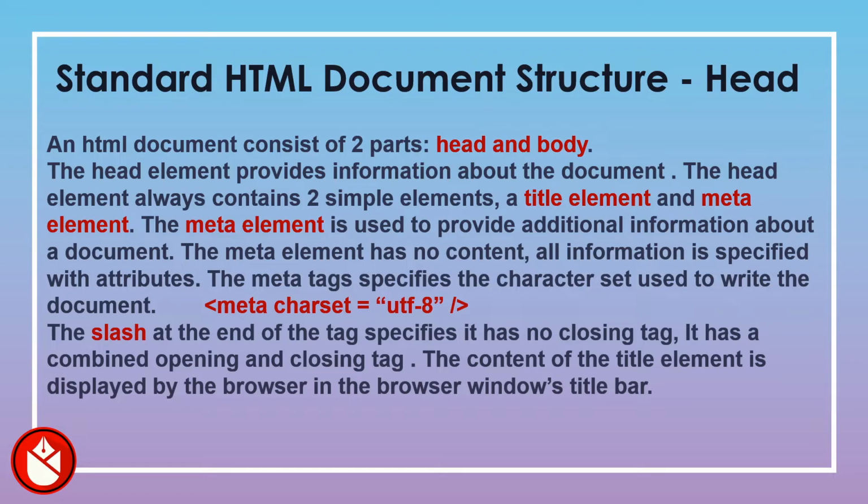The meta tag specifies the character set used to write the document, like meta charset is equal to, within double quotes, UTF-8. The slash at the end of the tag specifies it has no closing tag. It has a combined opening and closing tag. The content of the title element is displayed by the browser in the browser window's title bar.